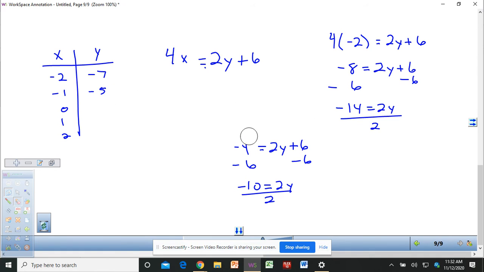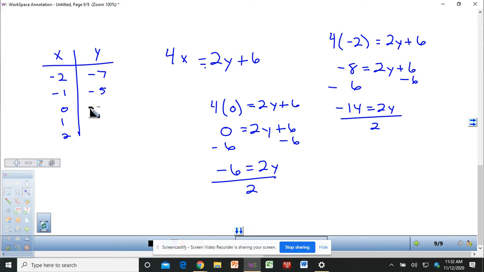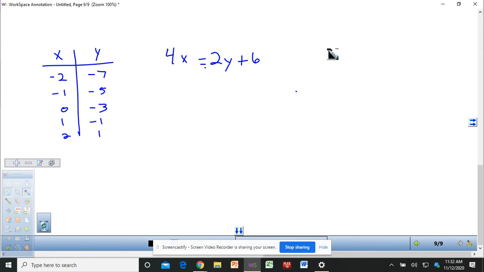Now, like I said, you should have a pattern every time. So if you're starting to catch on, I always say do 3, so you make sure you did your pattern right. 4 times 0 equals 2y plus 6. So 0 equals 2y plus 6. Subtract 6 from both sides. So negative 6 equals 2y, divided by 2. So y equals negative 3. So if you notice, our numbers are going up 2 every time. So then you can pretty much guess this one's going to be negative 1 and then 1.